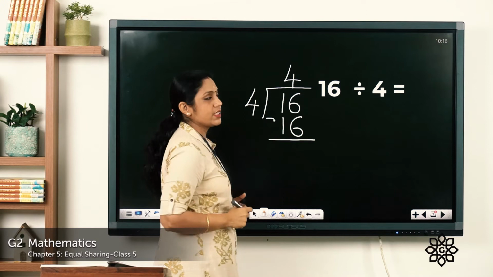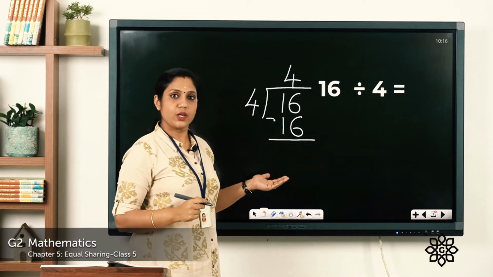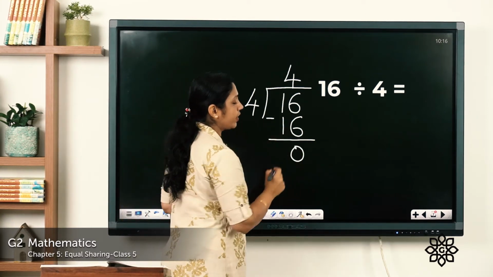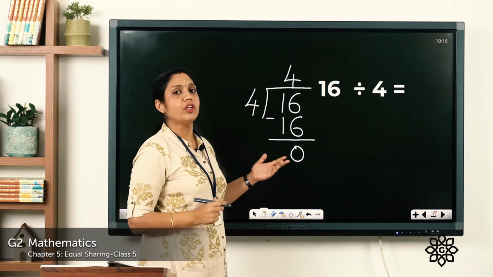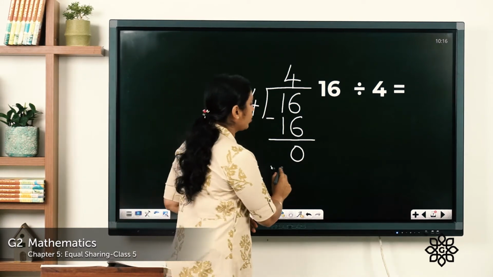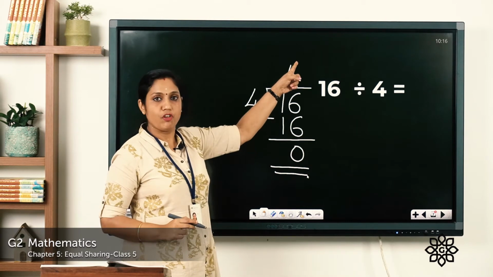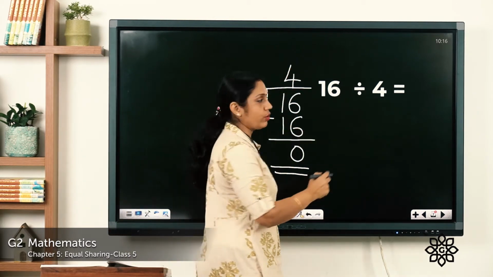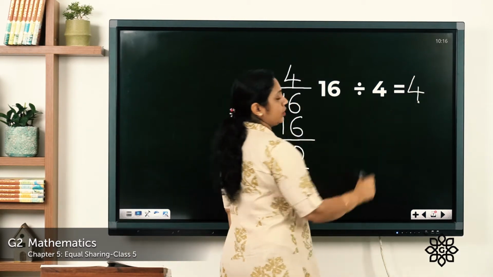So write minus here, 16 minus 16 is equal to 0. And we reached the end of this division, we got the remainder 0. So what is the answer? The answer is 4. So 16 divided by 4 is equal to 4.